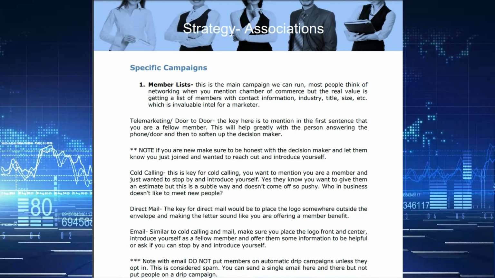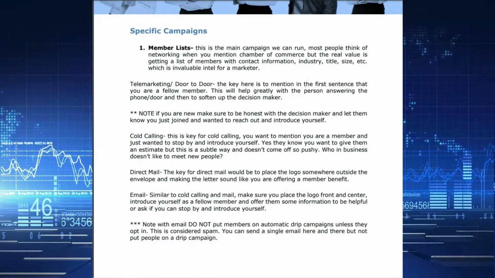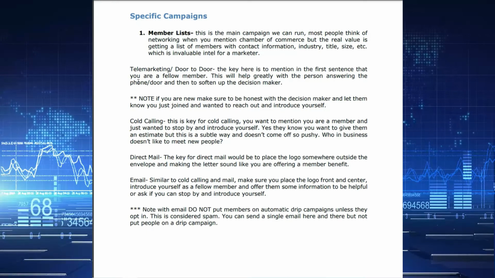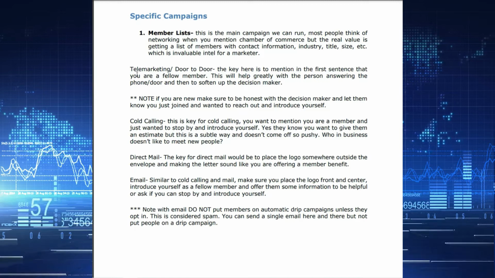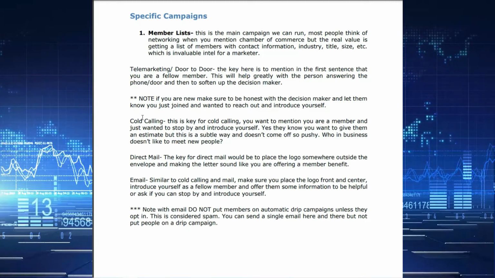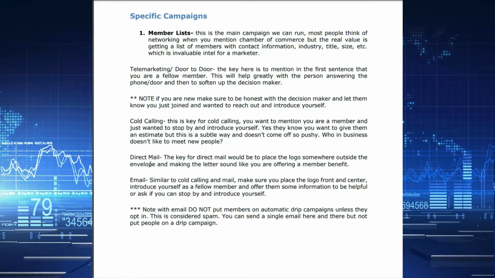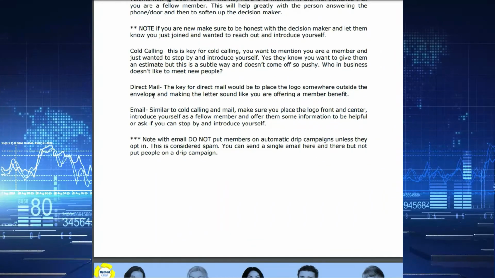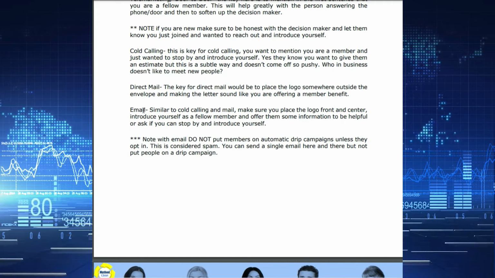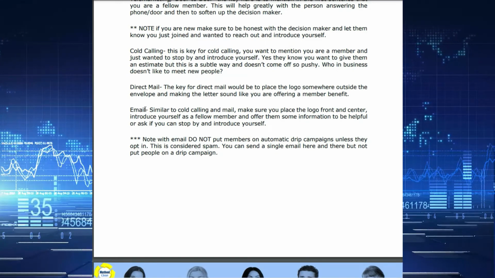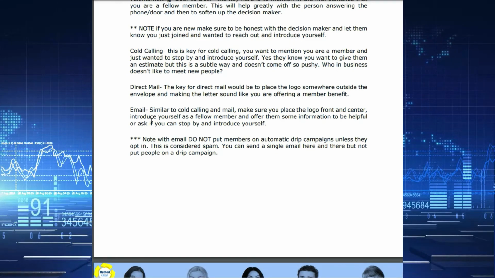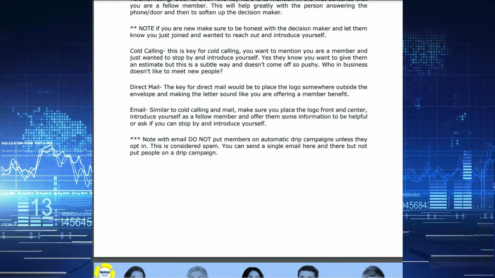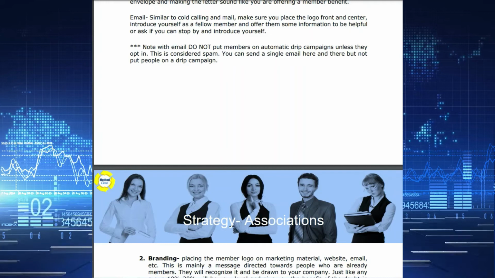Specific campaigns, this is what I was trying to speak about earlier, that you have a dedicated list now. So then we can go through some of these tactics: telemarketing, cold calling, door-to-door, direct mail, email. The big thing with email, be careful, is because these are people that you want to build long-term relationships with, you don't want to spam them. You want to be very careful about email, because if you spam them, they're going to hate you.